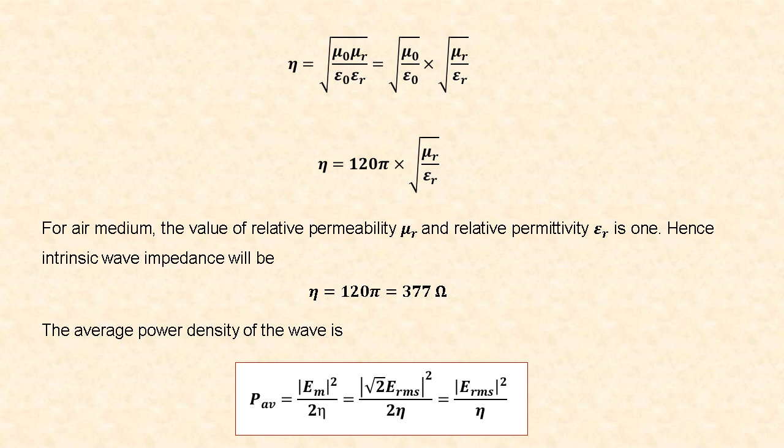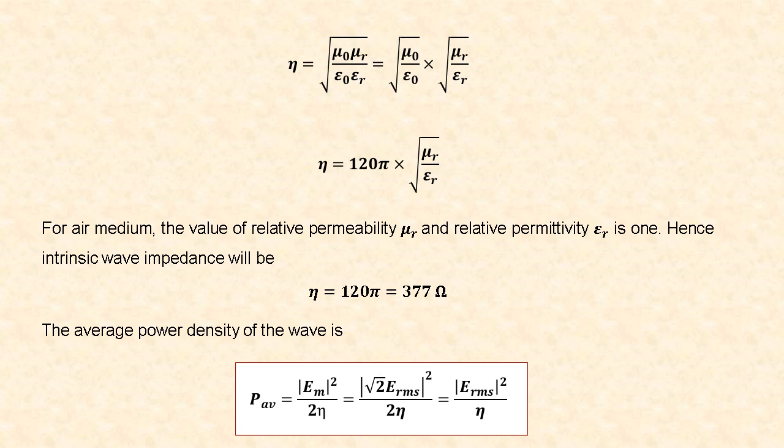Mu naught is the permeability of free space and epsilon naught is the permittivity of free space. By substituting the values, we have eta is equal to 120 pi into square root of mu r by epsilon r. For air medium, the value of relative permeability mu r and relative permittivity epsilon r is 1. Hence, the intrinsic wave impedance will be eta is equal to 120 pi, which is equal to 377 ohms.